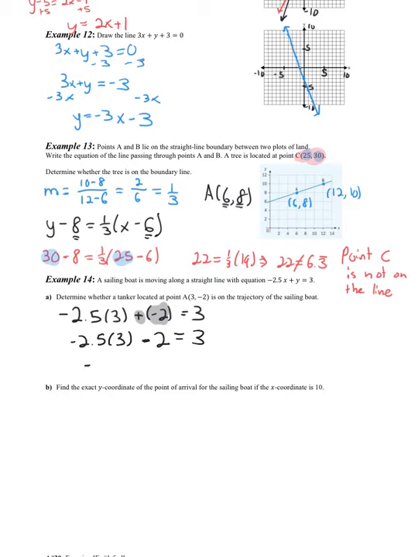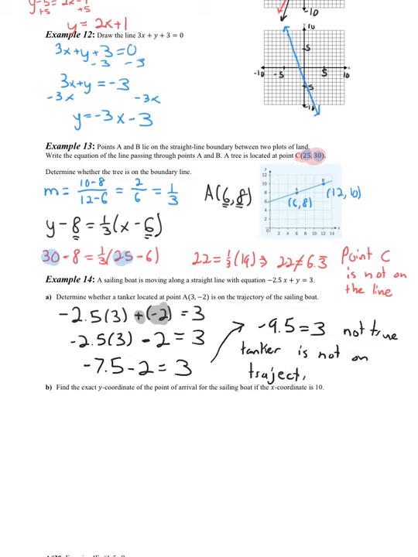And I do negative 2.5 times 3 is negative 7.5. And I end up getting negative 9.5 equals 3, which we know is not true. So the tanker is not on trajectory to hit the sailboat. So all you're looking for here, again, is are the two sides equal? Since one of the sides equals 3, does the other side also equal 3? If the answer is no, then you're okay.